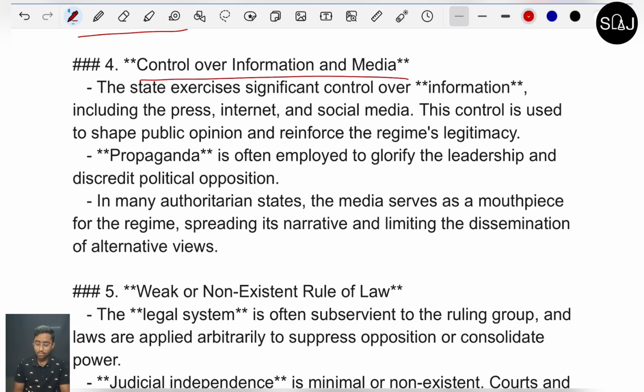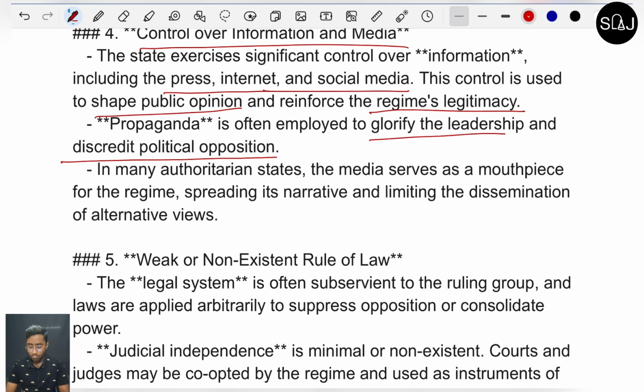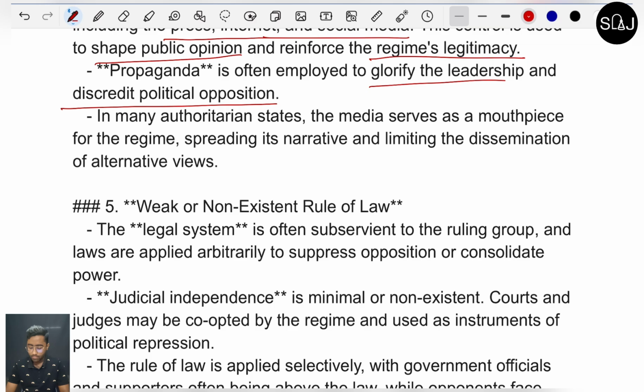Control over information and media. Now, the state exercises significant control over information, including the press, internet, and social media. This control is used to shape public opinion and reinforce the regime's legitimacy. Propaganda is often employed to glorify the leadership and discredit political opposition. In many authoritarian states, the media serves as a mouthpiece for the regime, spreading its narrative and limiting the dissemination of alternative views.